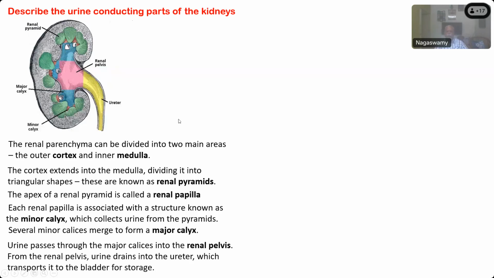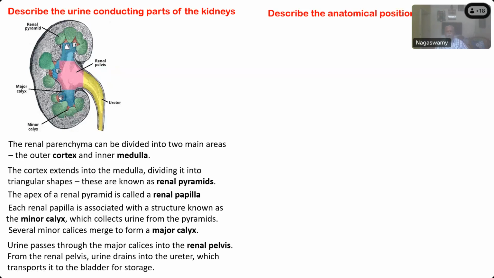Now the next question is, describe the anatomical position of the kidneys. Where are the kidneys situated? Kidneys are retroperitoneal organs. Fantastic, very good. And at what level? Retroperitoneal means it can be from diaphragm to pelvis. Which level is it situated? Which lumbar vertebral level is it situated? L1, L1 to L3.